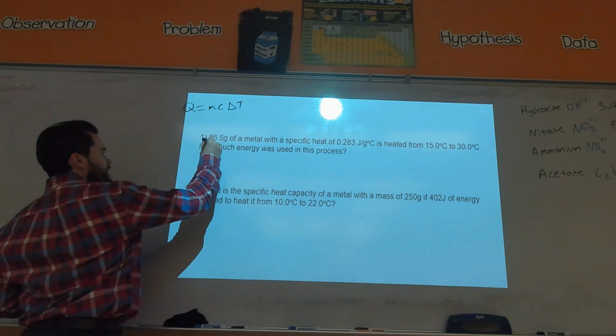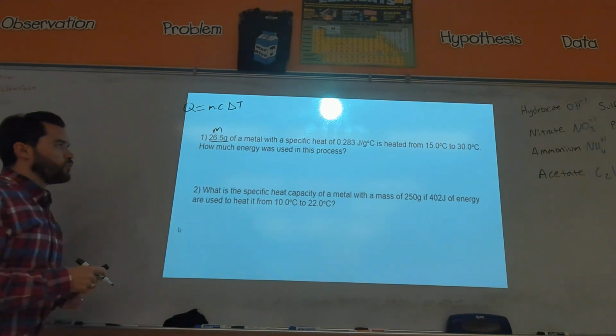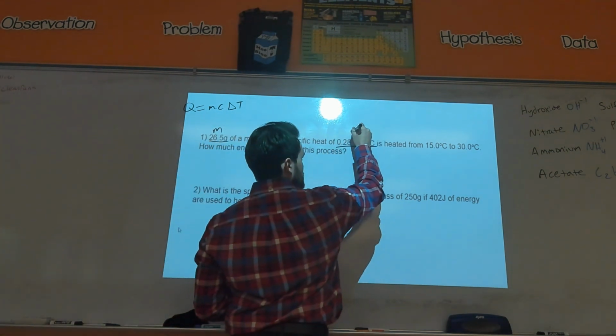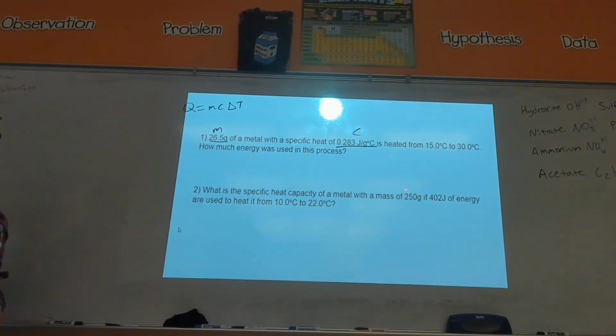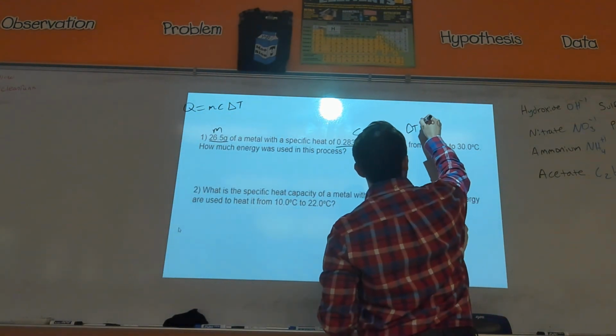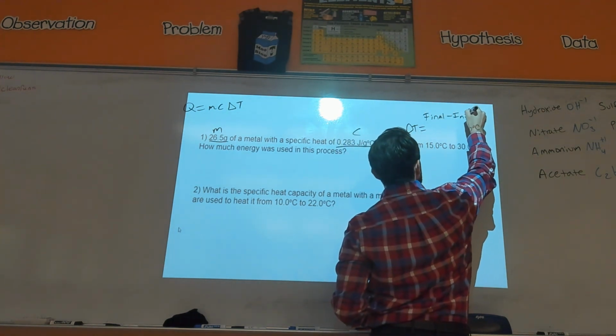So 26.5 grams, what would that be? Which of those letters? It's your mass, it's your M. With a specific heat of 0.283, what would that be? It's your C. Good. Is heated from 15 degrees Celsius to 30 degrees Celsius. This one's a little trickier because there's two numbers there, but this is related to your delta T, where remember delta T is final minus initial temperature.